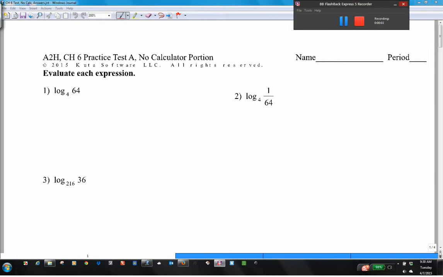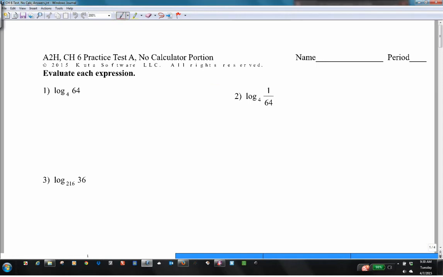Get started on this practice test. We're just evaluating logarithms. So we're going to say, 4 to what power gives me 64?